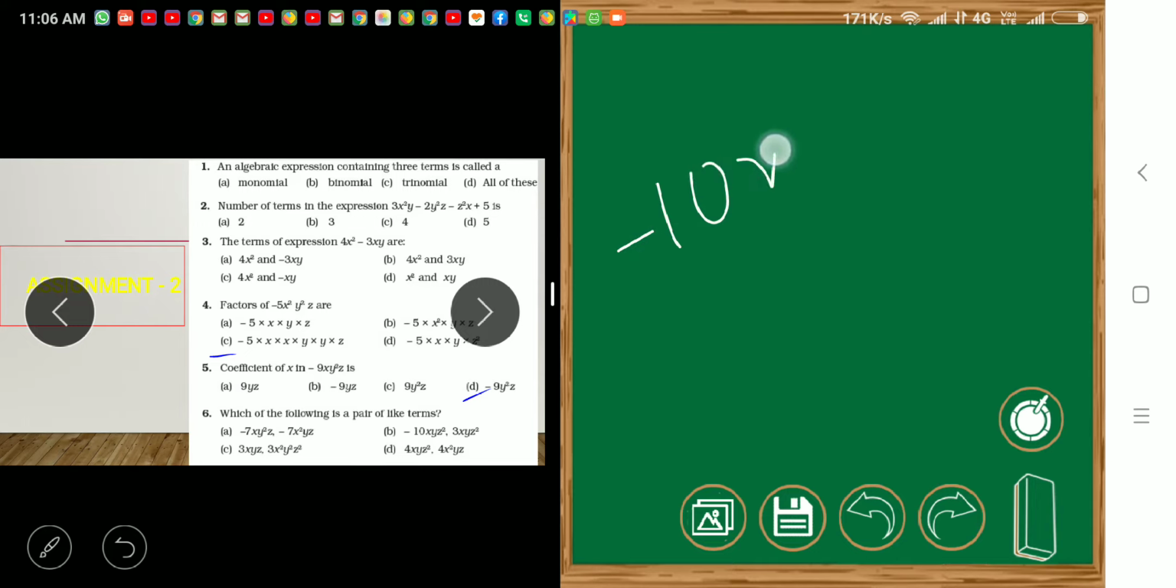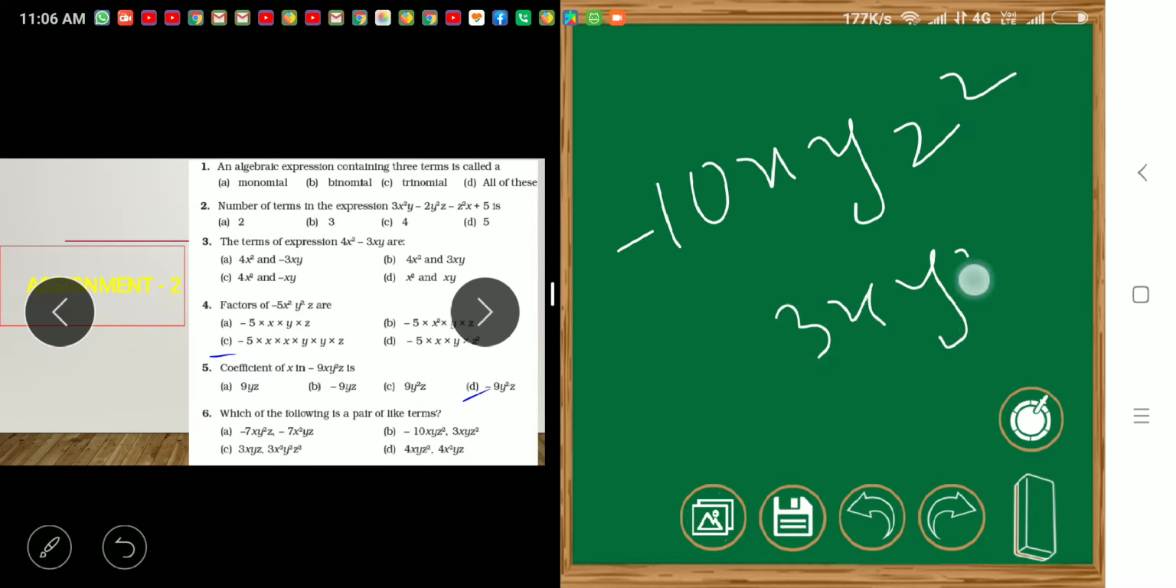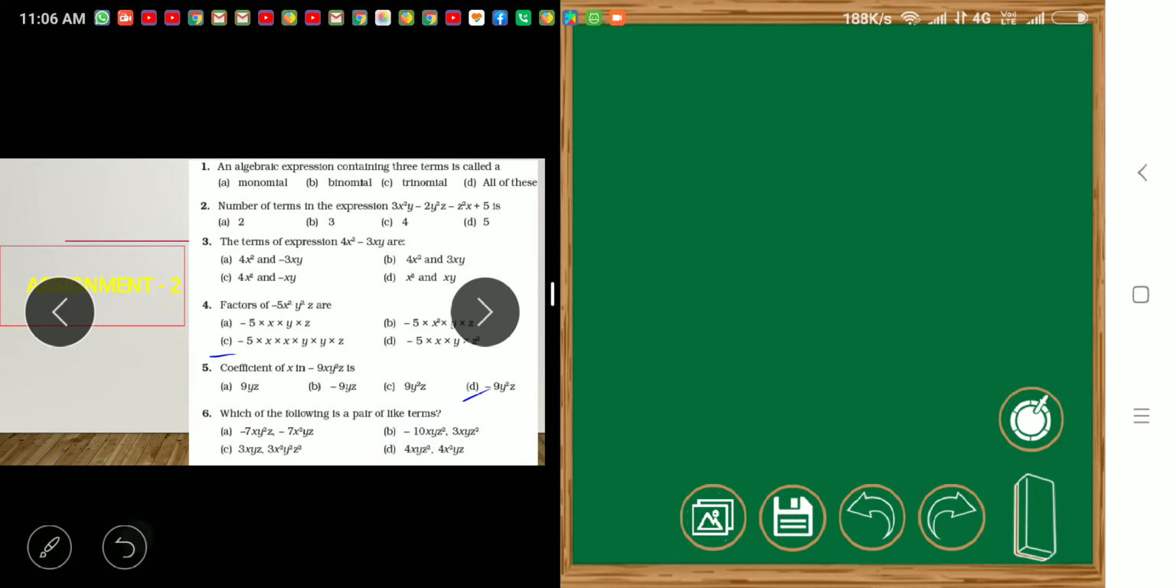Minus 10xyz square, 3xyz square. The numbers need not be the same, only the variables should be the same: xyz square. Then definitely B is going to be the answer. Even then we will check the remaining options also. See, 3xy and 3x square yz square, it is not, and 4xyz square also will not be, because the square is given to z here, and here the square is given to x, so it is not.